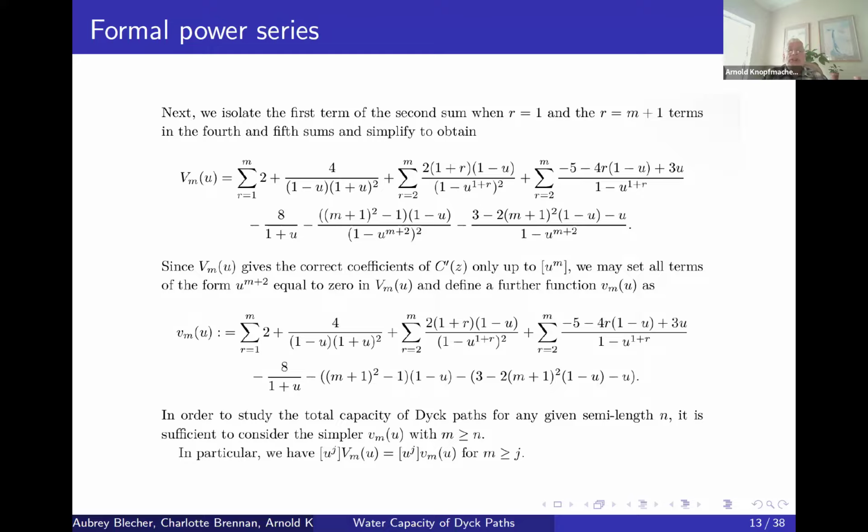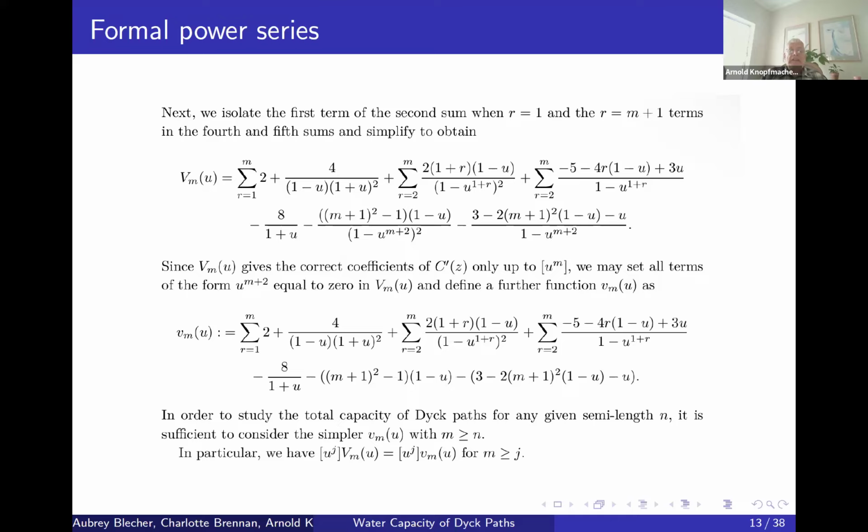You'll notice that in the second line of capital V_m(u), there were some terms of the form u to the m plus 2, and I've just dropped those off. The reason being, if you're only going to do a Taylor expansion up to u to the m, then anything that comes out of u to the m plus 2 is not going to contribute. So therefore, I throw that away. And we are left with little v_m(u), which is a rather simpler thing to do.